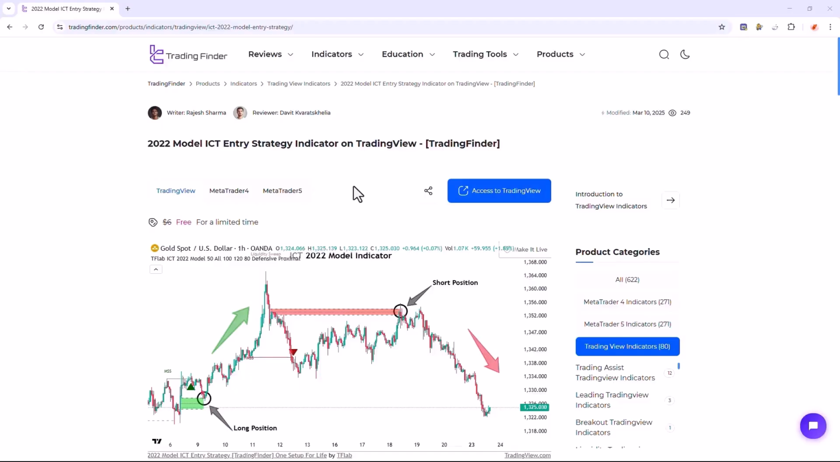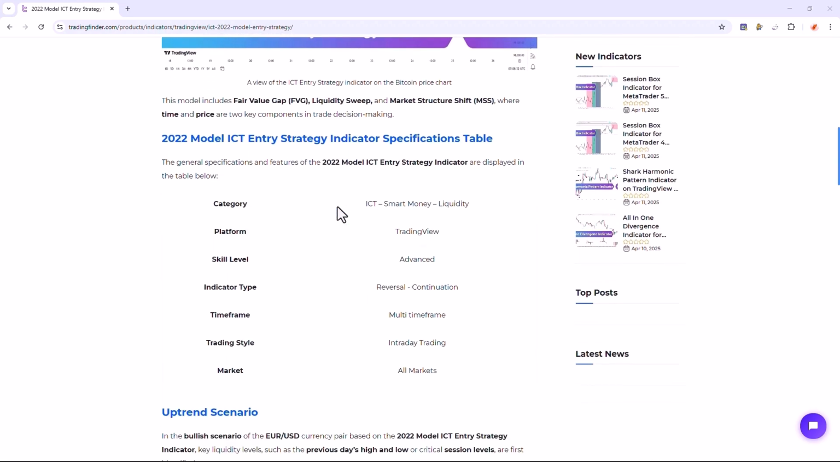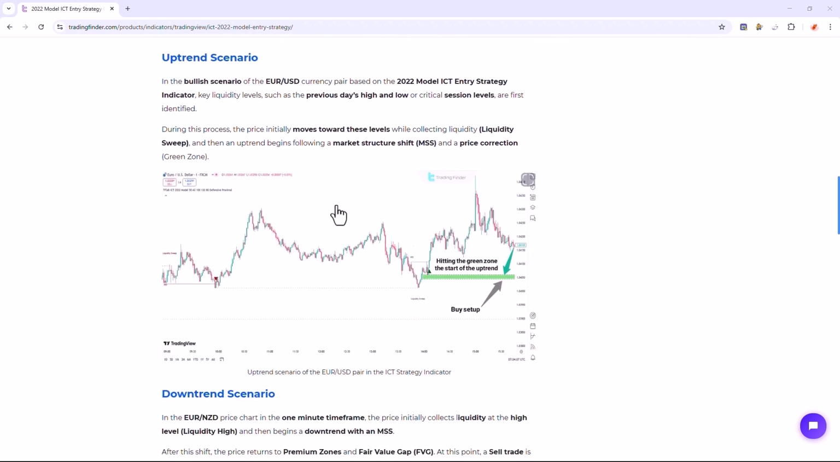The 2022 entry strategy model indicator is offered for various platforms on the TradingFinder website. From this section, you can access the indicator on the TradingView website. Additionally, traders can read this page to understand how the indicator works and functions.